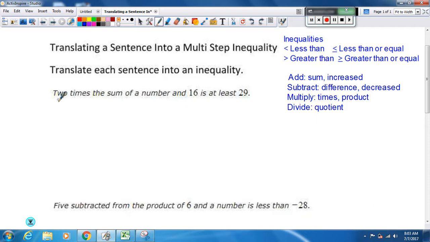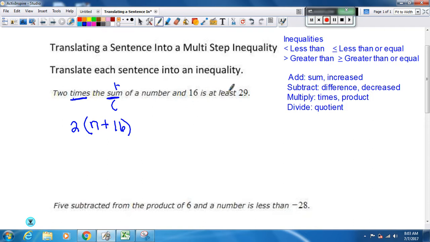Okay, right here, you want to just start at the beginning of your sentence and write out what it's saying using these words. 2 times. Anytime you have the word times the sum together like this, one right after the other, you are going to make parentheses for the sum. So 2 times the sum. Now sum means add, but you need to know what goes on either side of that. So then you keep reading. Sum of a number, I'll just use n for number, and 16. So after you get those two things on either side of the plus sign written in, you close your parentheses.